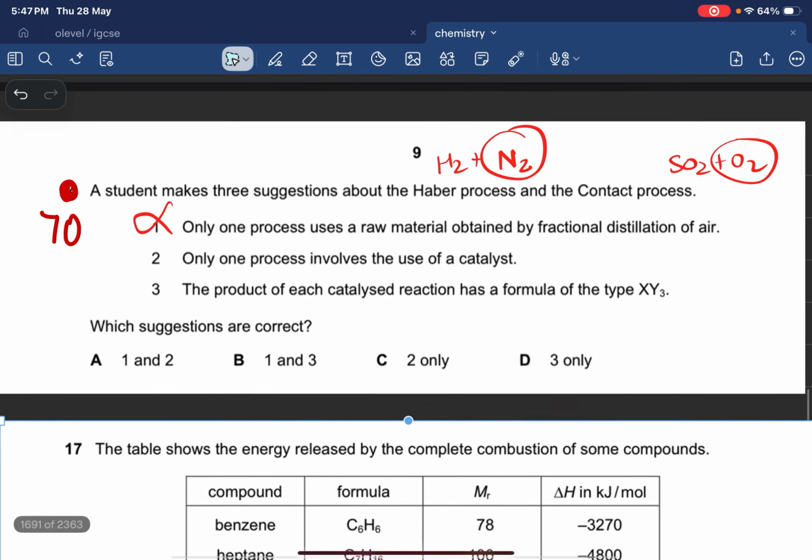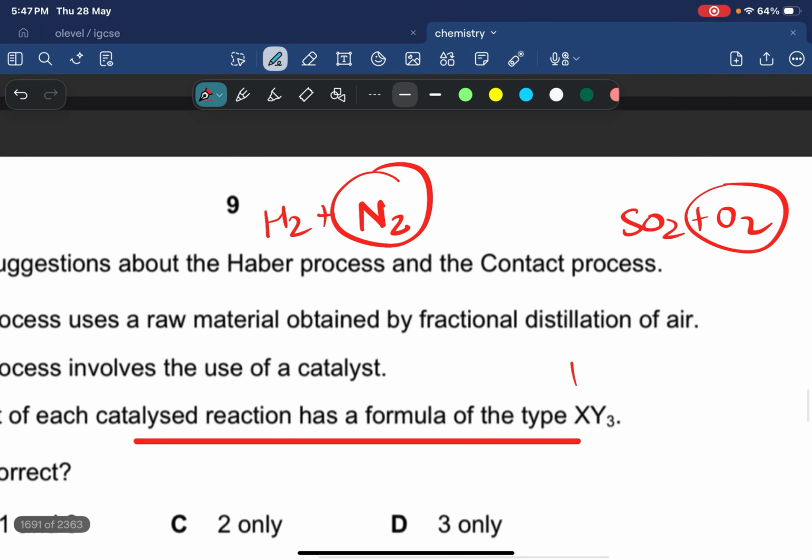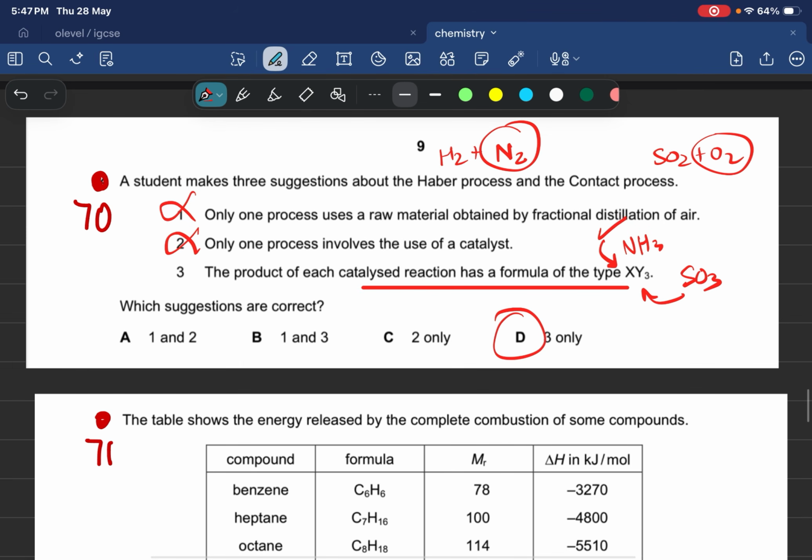No, both use a catalyst, right? So the product of each catalyzed reaction has the formula type of this. Okay. Yeah, because in the Haber process we form NH3 that fulfills this. X can be N and Y can be H, and for the contact process we form SO3 that also fulfills this. So 3 only is correct.